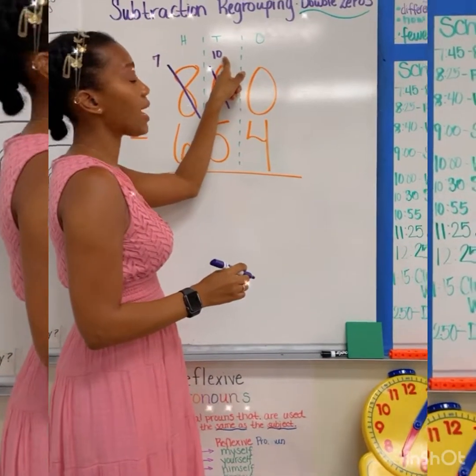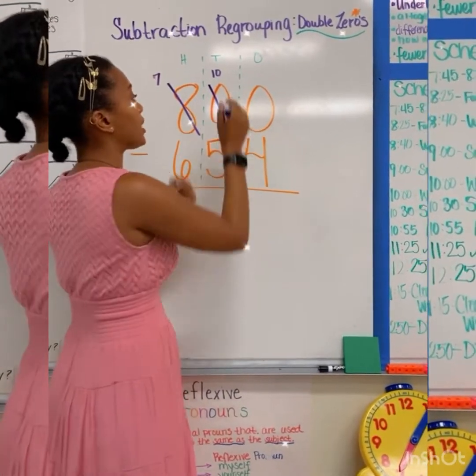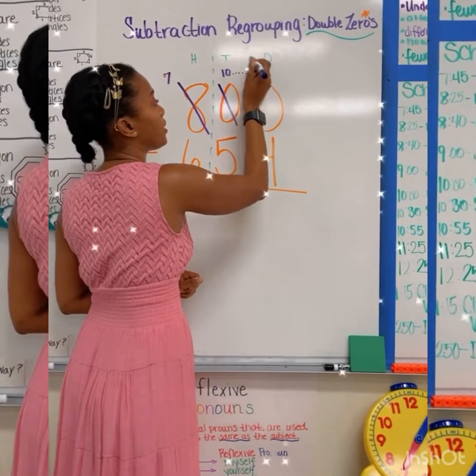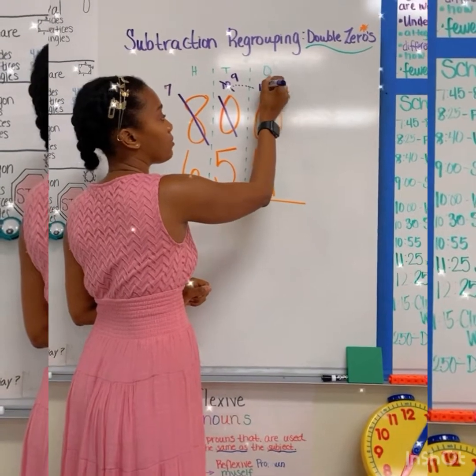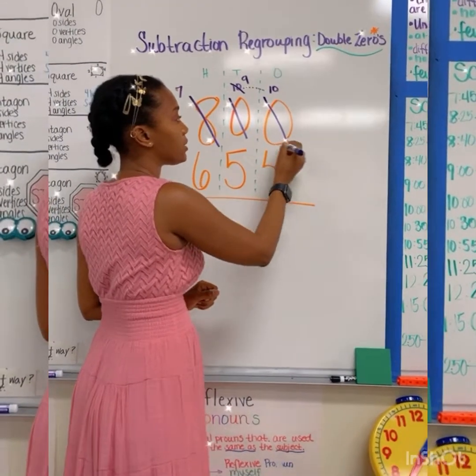Now I'm going to take 110 and give it to my ones place. This now becomes a 9 and this now becomes a 10. So I'm going to cross this out.